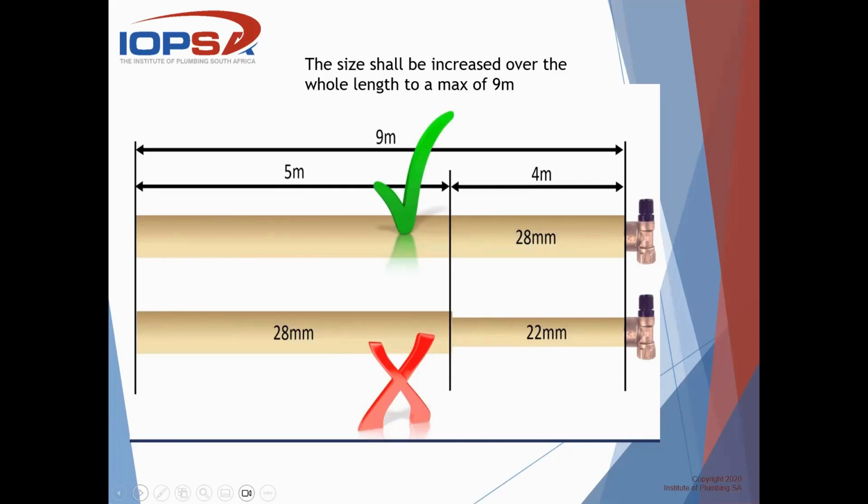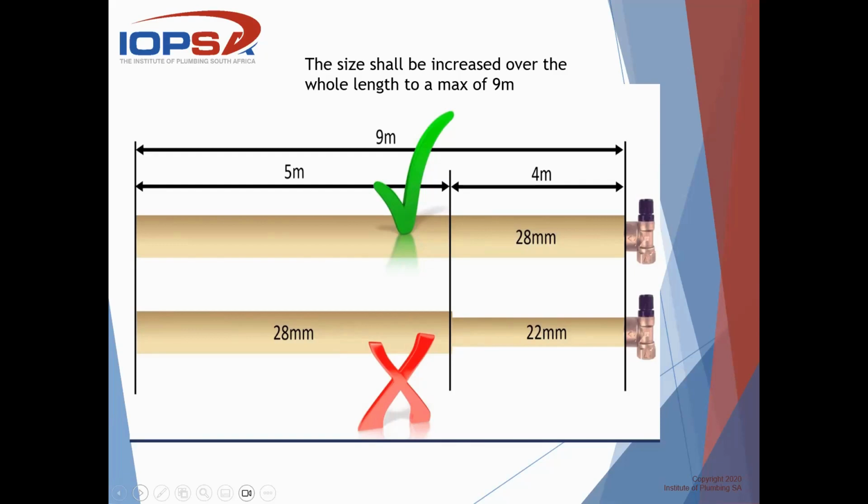If you're looking at the bottom, and we do come across this, plumbers have taken 22 mil pipe, gone to 4 meters, and then put in an increaser, and suddenly increased it to 28 for the balance of the 9 meters. That is incorrect, as that doesn't follow the instruction over the whole length of 9 meters.